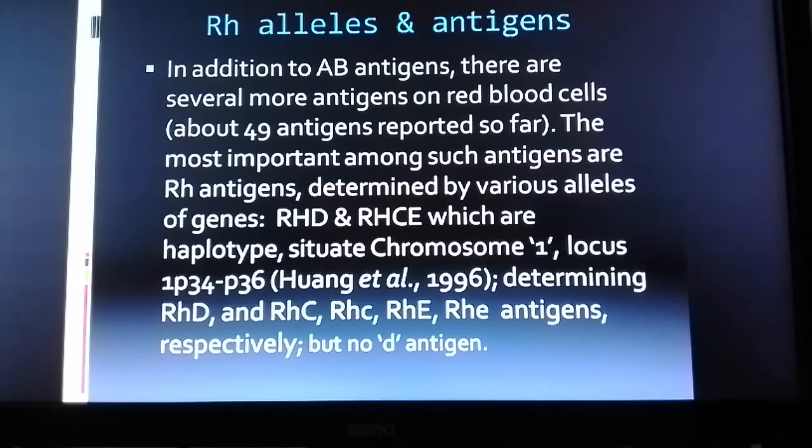Now these genes in total determine these antigens: RHD, RH capital C, small c, capital E, small e antigens. Anyway, this RHD gene is specific to the RHD antigen, and there is no report of a small d antigen.